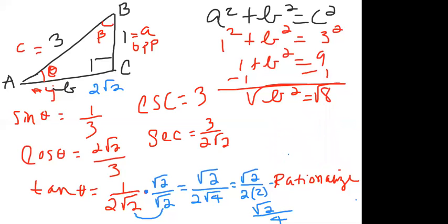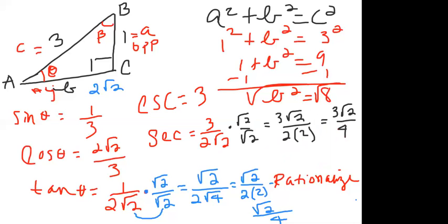Okay, let me use a different color. Multiply by radical 2 in the numerator and denominator. So I'm going to get 3 radical 2 over 2 times 2, which gives me 3 radical 2 over 4. Okay, remember radical 2 times radical 2 gives you radical 4 gives you 2. All right, and then finally, guys, the cotangent, ooh, shazam, we're going to have to simplify radicals again.